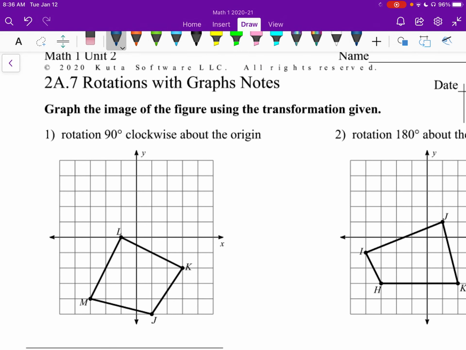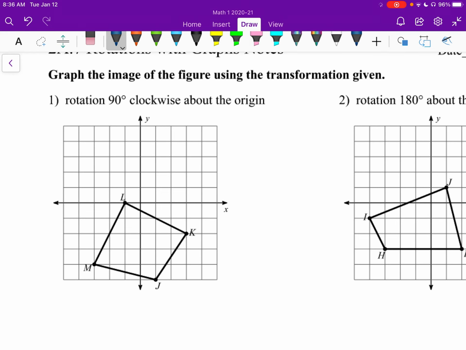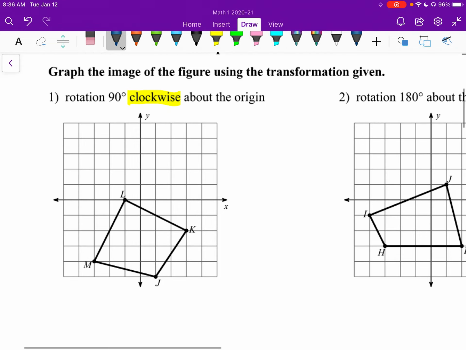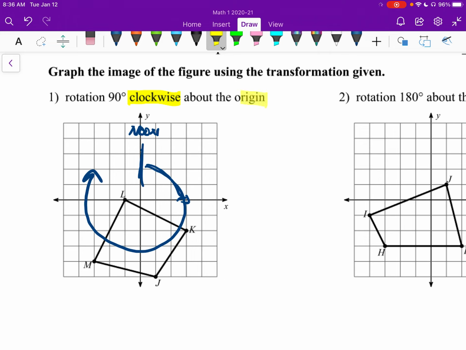All right, Math 1, 2A.7, rotations with graphs. So this one we're rotating. Sometimes we will go clockwise, and sometimes we will go counterclockwise. Think of an old style analog clock. The arms, like if this is noon or 12, it turns this way, right? That is clockwise. So anytime it's going around this way, that's rotating clockwise. We will always be going about the origin, which will make it a lot easier for us. The origin is the middle point there.